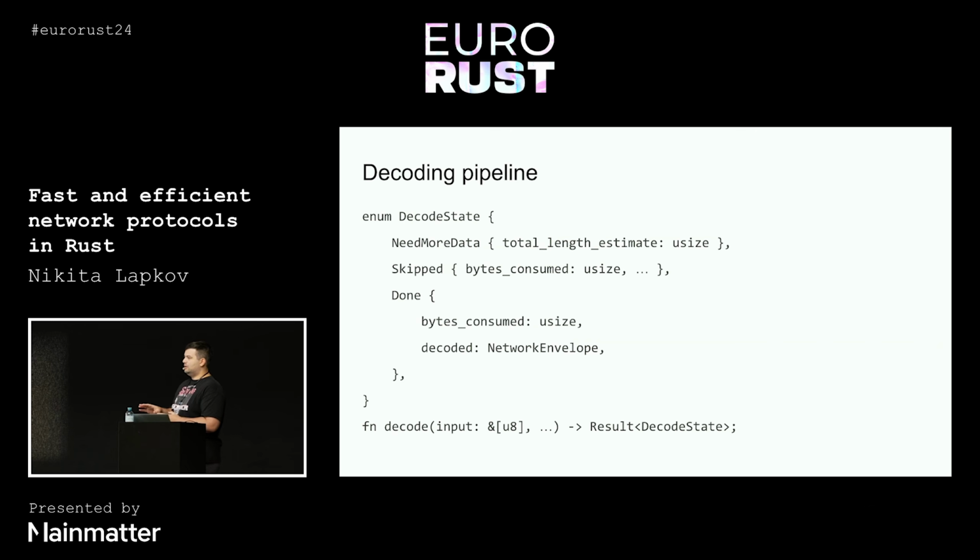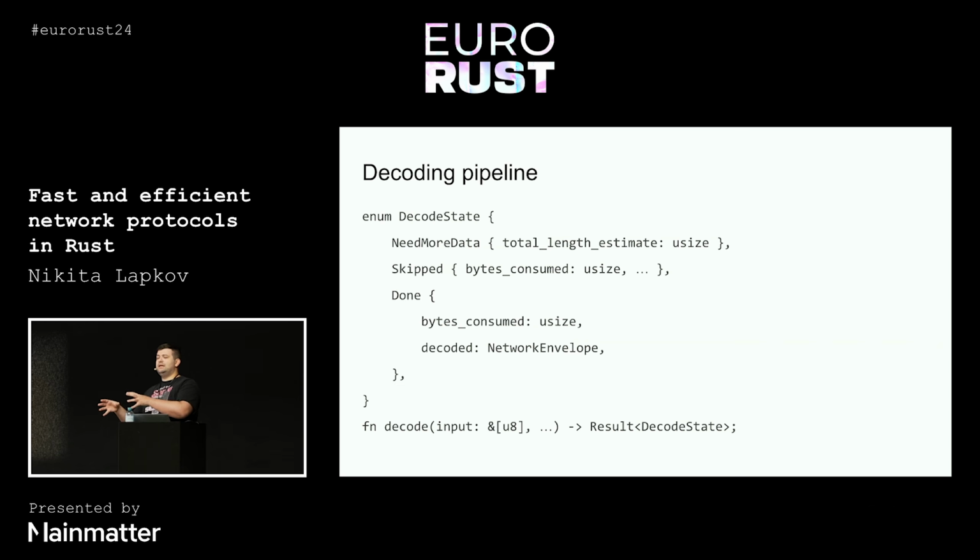Here you have this decode function at the very bottom of the listing, which accepts the input as a list of bytes and some other arguments which are not relevant, and returns the decode state. Decode state is an interesting enum because it has probably the three variants you expected, but each of them plays nicely with other parts of the system. The first one is the needs more data variant.